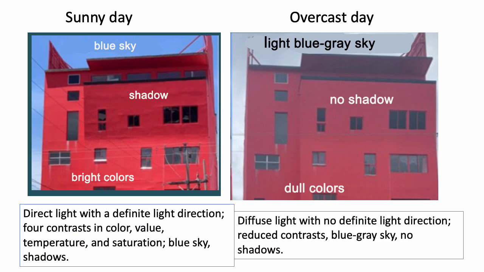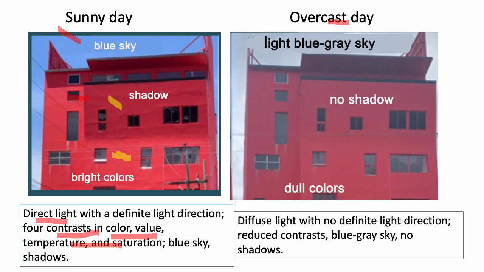In my last video, I showed you how to paint a convincing sunny day. It requires direct light where we know where the light source is and the direction of the light. We can have a blue sky, shadows, and bright colors. And we want 4 contrasts in color, value, temperature, and saturation. We see those contrasts here. These bright colors are light, warm, and saturated. And they contrast with the colors here, which are darker, cooler, and less saturated.